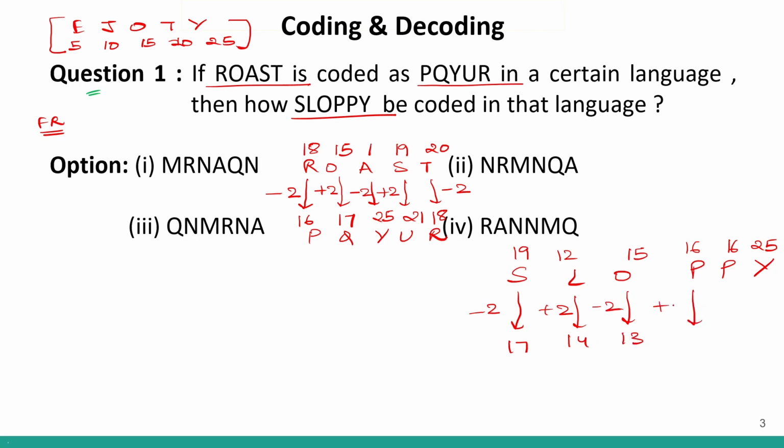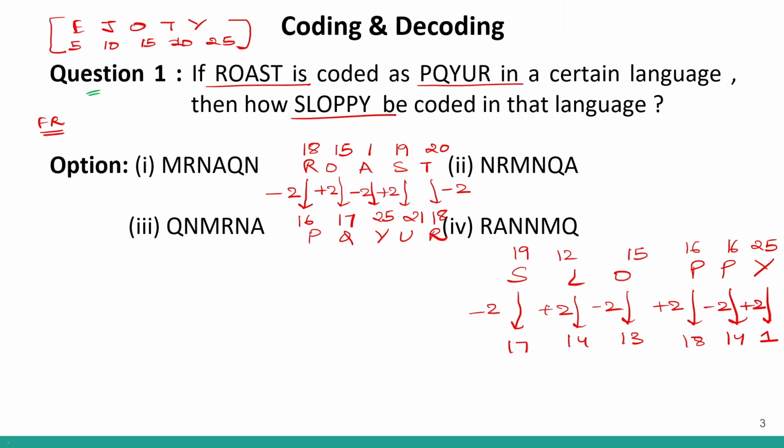Here I will do plus 2. Plus 2 will give me how much? 18. Minus 2 will give me how much? 14. And plus 2 will give me 27. But we will move 2 positions forward. That means I will get 1. Okay, because we will start again from Z.